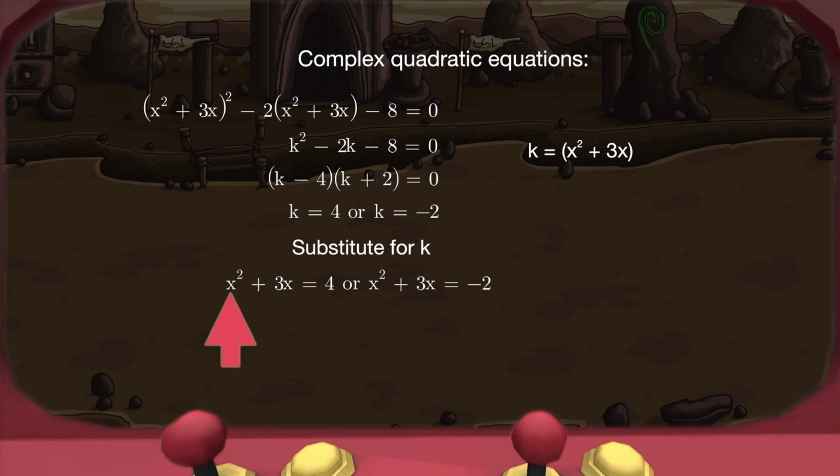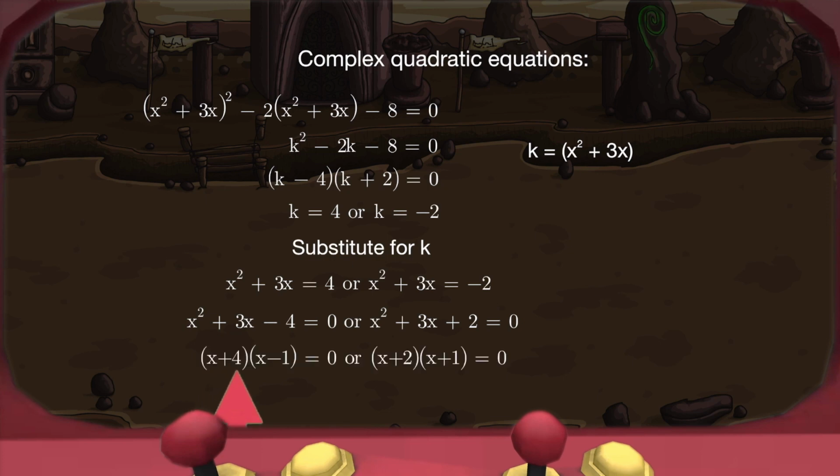So now we end up with two quadratic trinomial equations. We're going to move all our terms to one side, and then we have x squared plus 3x minus 4 equals 0, or x squared plus 3x plus 2 is equal to 0. Then we factorize both of these equations, and we end up with x plus 4 and x minus 1 equals 0, or x plus 2 and x plus 1 equals 0.